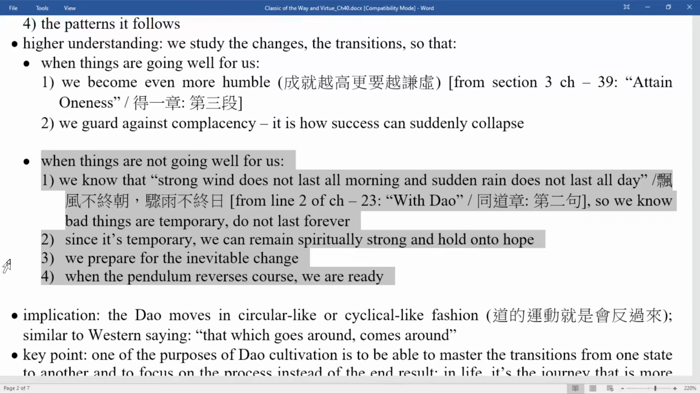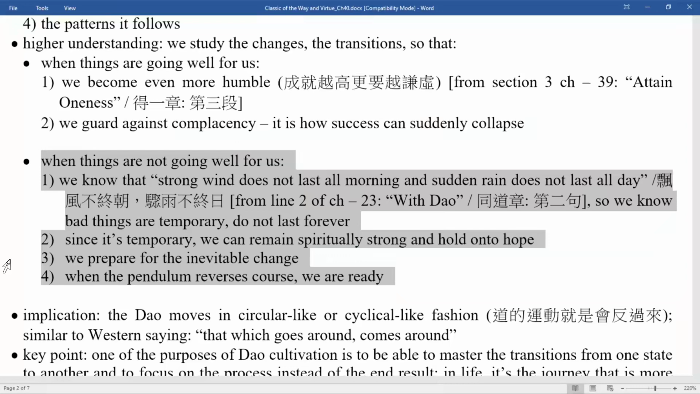That's not typical of the Tao. So therefore, bad things are also temporary. They don't last forever. Two, since it's temporary, then we have to be strong spiritually. We have to understand it, and spiritually means mentally. We should be aware or cognizant of that, so then we can hold on to hope. We know that these bad, negative things are not going to last. They're still temporary, nevertheless.